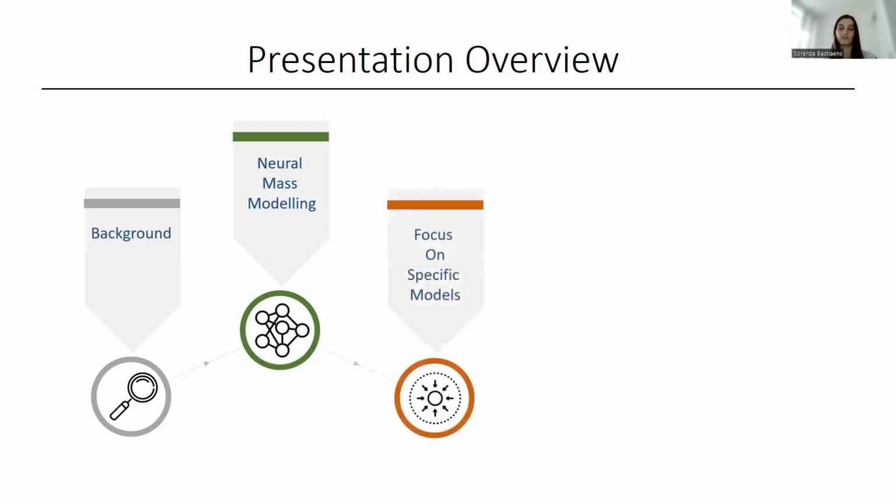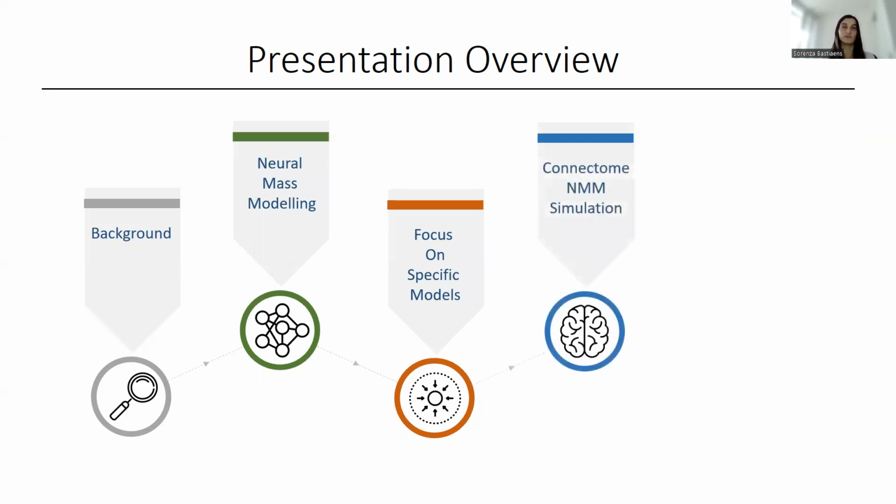And building upon the understanding of individual neural mass models, I will then introduce the concept of connectome-based neural mass model simulation and explain how these neural masses are integrated into a connectome framework to simulate whole brain activity. And then finally, I will go over a few applications of the model in a research and clinical context to illustrate their relevance in the field of neuroscience.